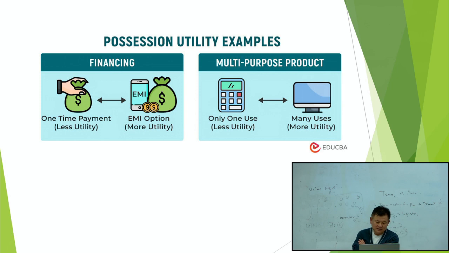And also the other example is a multi-purpose product. A calculator with only one use has very little utility, low level utility. But with many uses, like a central control system where many users connect to the same monitor or CPU, it becomes a very useful multi-purpose product. This is possession utility.